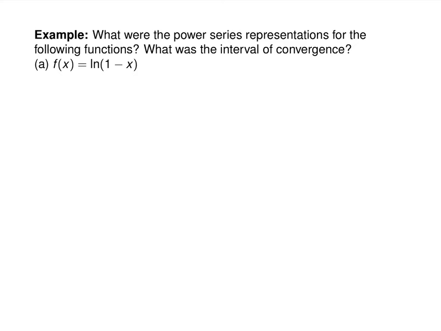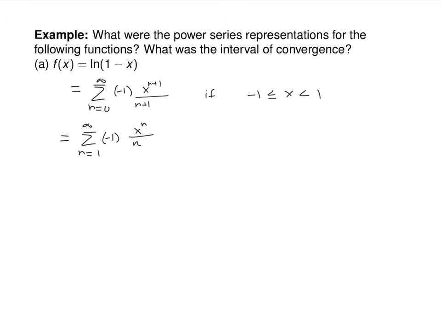We also found power series representations for these functions. This one was the sum from n equals 0 to infinity, negative 1 times x to the n plus 1 over n plus 1. And that was true if negative 1 was less than or equal to x, but less than 1. Now just a note that your book actually re-indexes this and writes the series like this. They write it as the sum from n equals 1 to infinity, negative 1 x to the n over n. If you want to write out the first 3 or 4 terms and convince yourself that those are the same thing, you could, but they are.